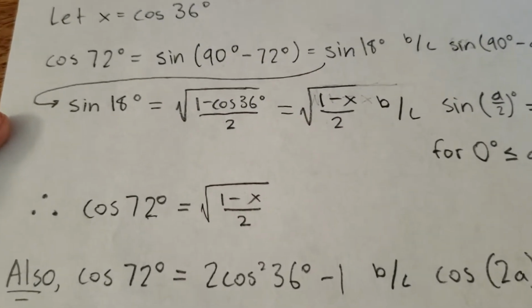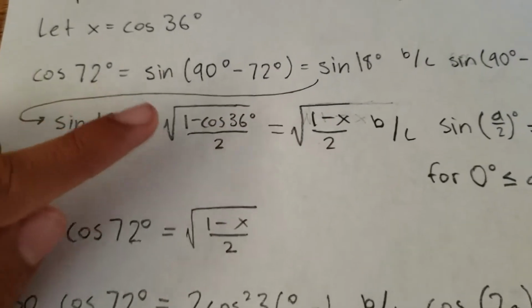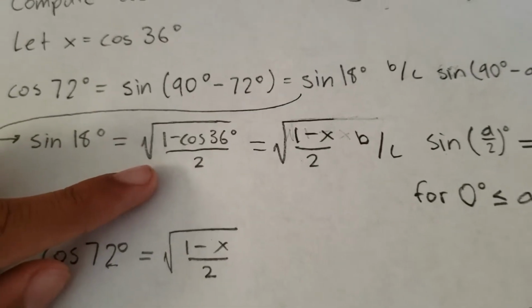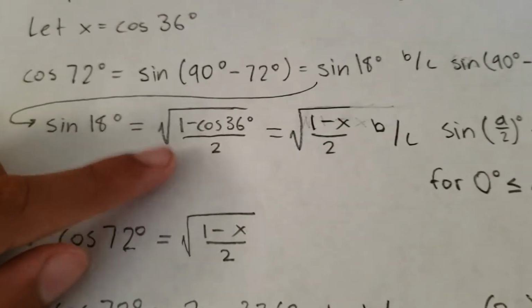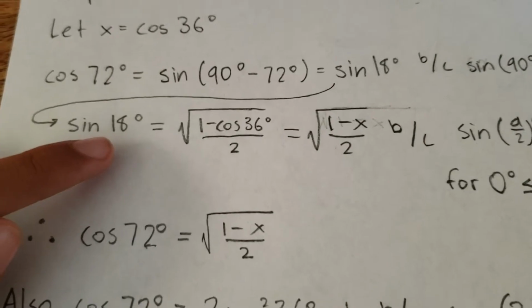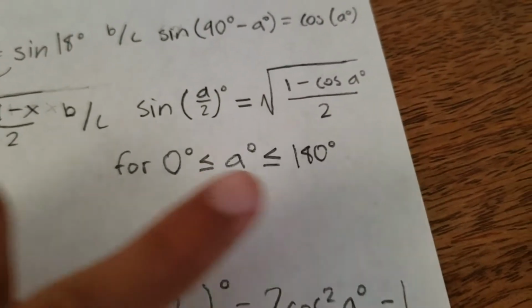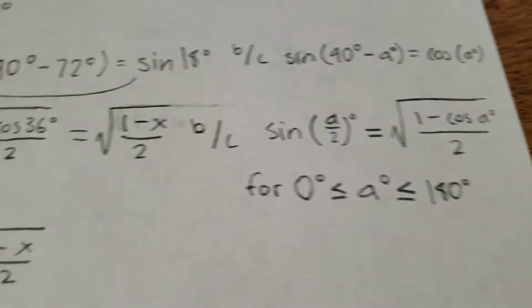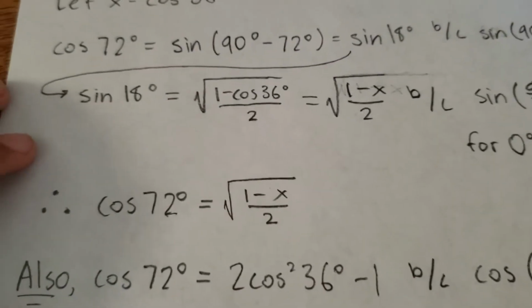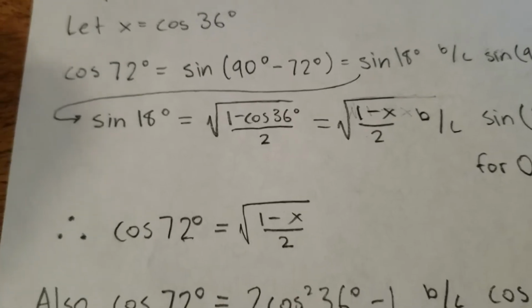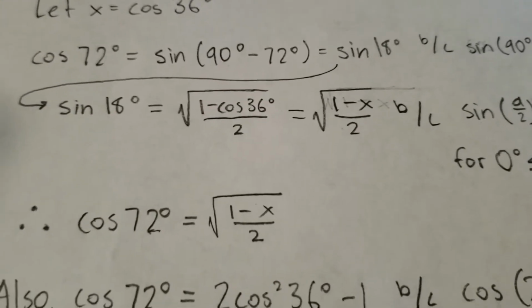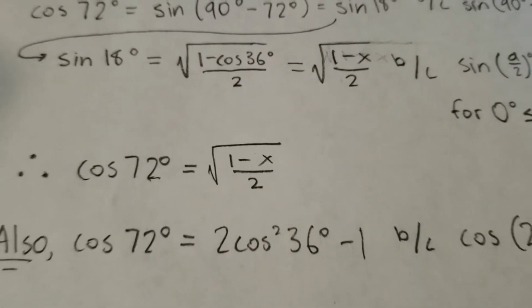Also, another thing to clarify is that when we apply the half angle formula, we take the positive square root, because the sine of 18 degrees is positive. Why? Because 18 degrees is between 0 degrees and 180 degrees. You can visualize this on the unit circle because it's in the top half, so it's in quadrant 1, and sine is positive in quadrant 1.